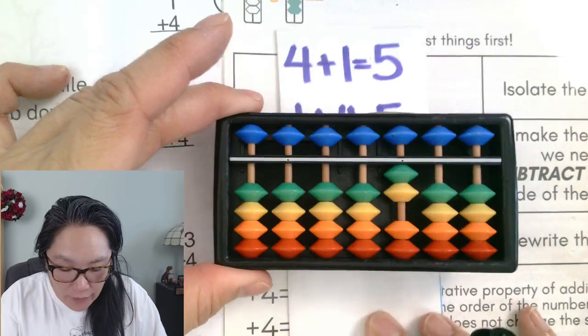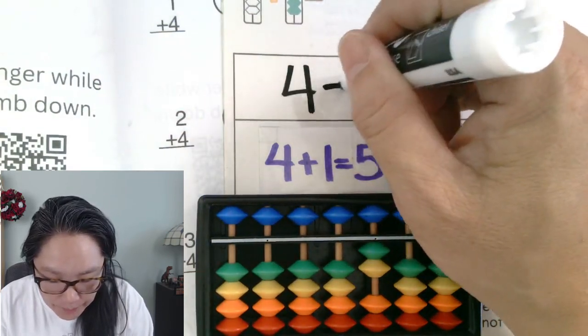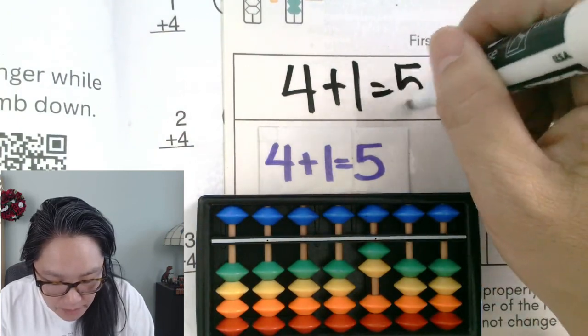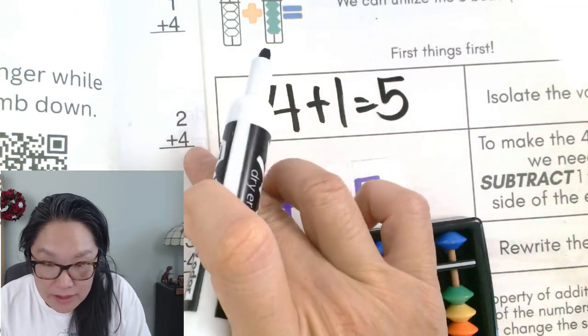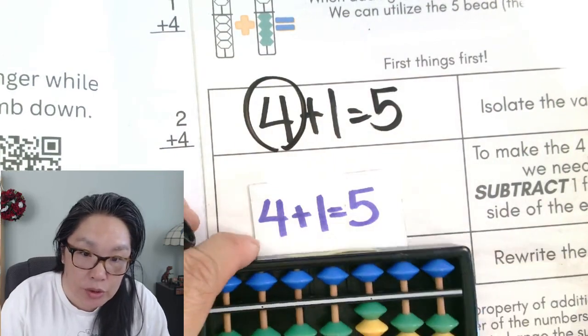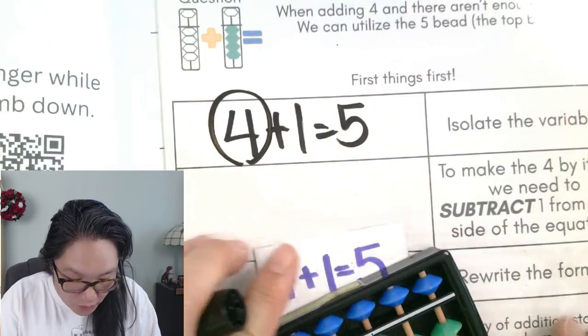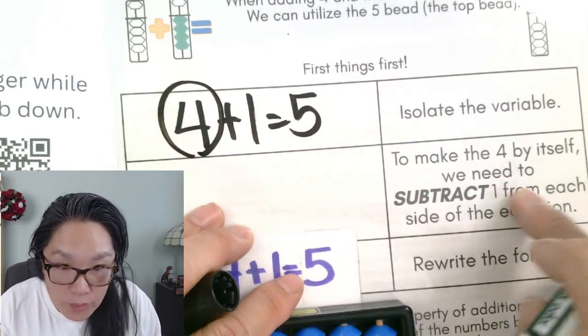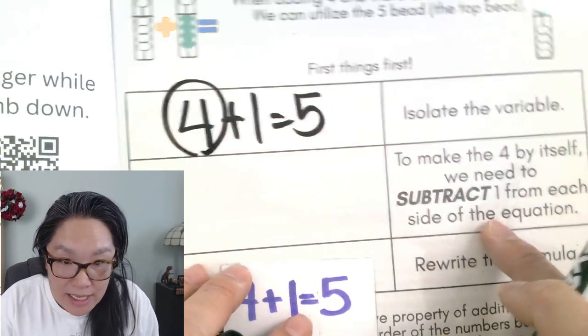Exactly. So the first thing we're going to do is look at our equation, look at our pair. What we need to do is isolate the variable. The variable that we're going to isolate is the 4. We have to find the 4. This is very similar to algebra. So what Neon Panther just did was, we want to make the 4 by itself. To make the 4 by itself, we need to subtract 1 from each side of the equation.